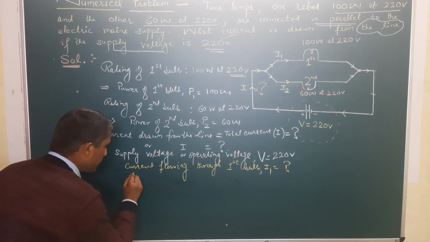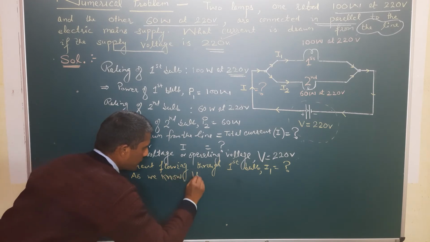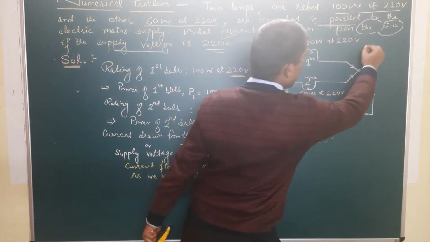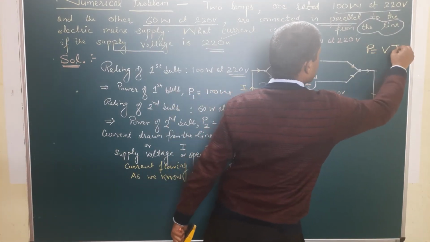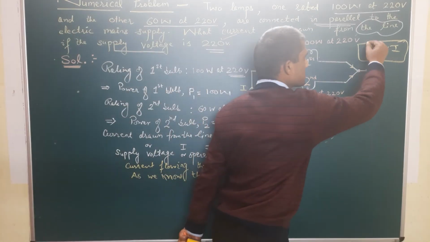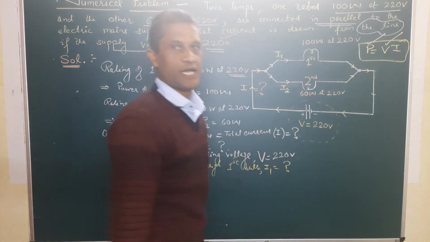So as we know that, now we are going to solve it. As we know, according to the formula we have learned, P is equal to VI. That formula we are going to use because we know the power and we know the voltage, so we can easily find out I.